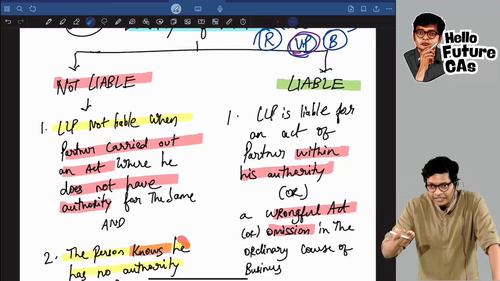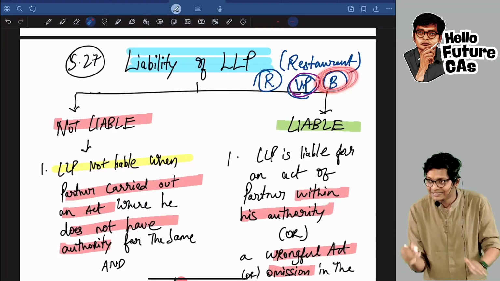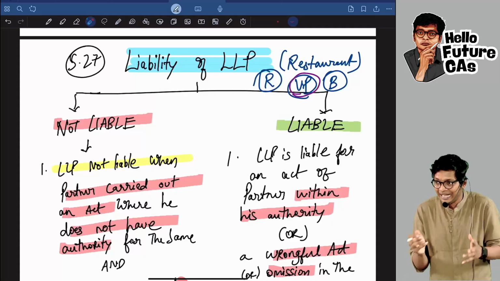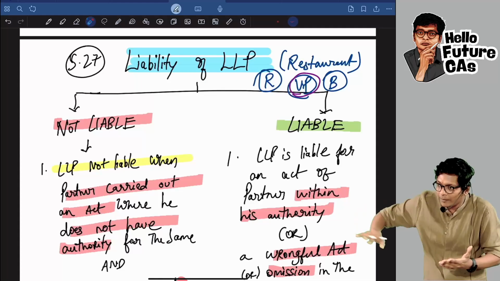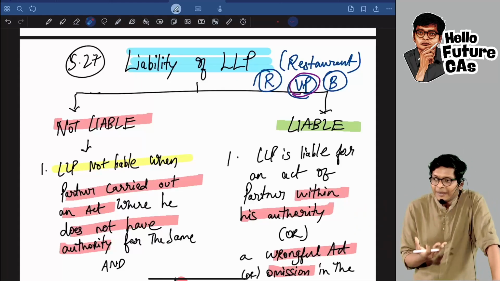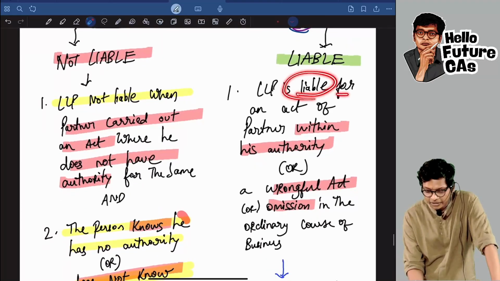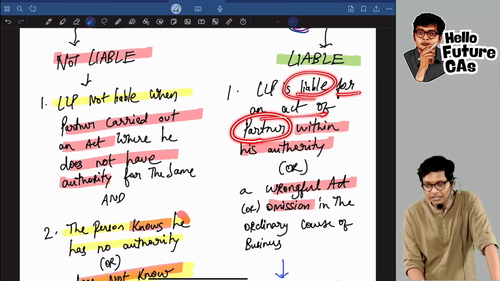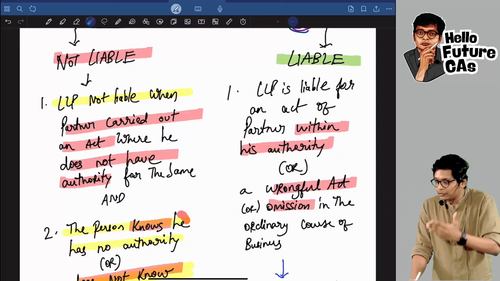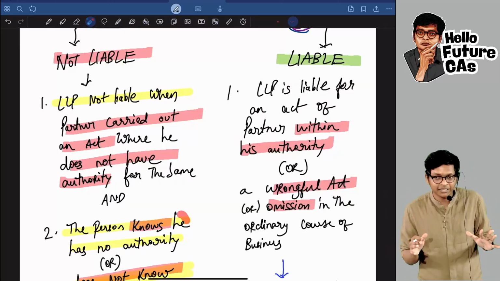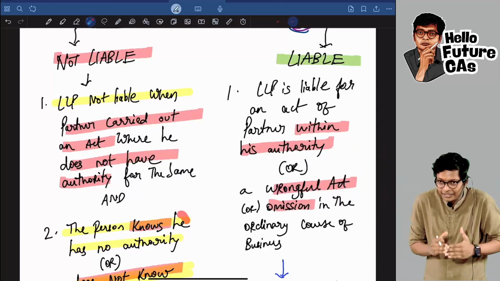Next. When LLP is liable: Vishnu Priya has the power to take the vehicle. She took the vehicle and went and crashed. Or let's say Bharat is in the kitchen cooking. He has the power to cook. During cooking, by mistake, some oil fell down, some equipment got spoiled. So LLP will bear the loss because he has the power for doing it. Are you getting it? So LLP is liable for an act of partner within his authority. Now I have authority to use the classroom here and take the camera and stand here. When I am moving my hands, I hit the light and the light fell. Within my authority, I did it. So LLP is liable.